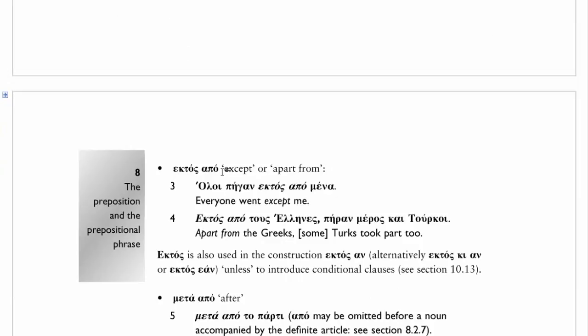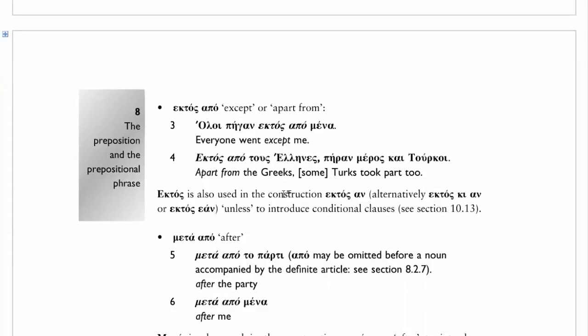Ektos apo, except or apart from. Όλοι πήγαν εκτός από μένα. Everyone went except me. Εκτός από μένα, except me.